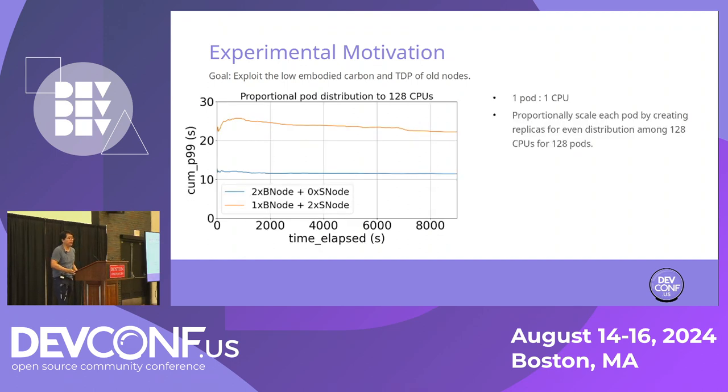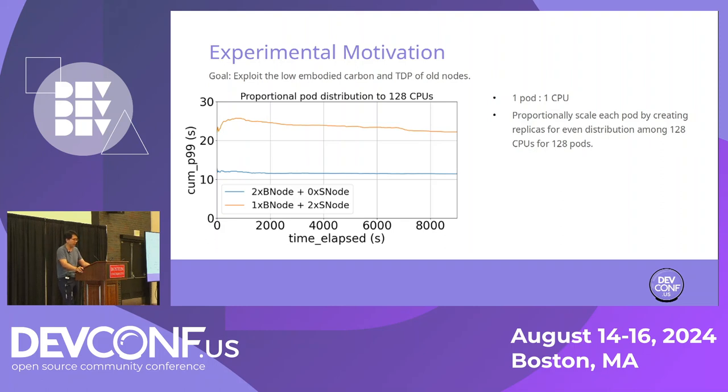So for example, in this experiment, I did two comparisons. The blue line is where I used two of the high-end nodes and zero of the lower-end nodes. So as in, I'm using 128 CPUs. And the way I'm doing this is that I'm mapping one pod to one CPU, and I'm scaling this proportionally. So given 19 pods, I'm going to scale every pod up proportionally to fit 120 CPUs on this cluster. Right? And then on the graph there, you see the blue line is the performance from that perspective.